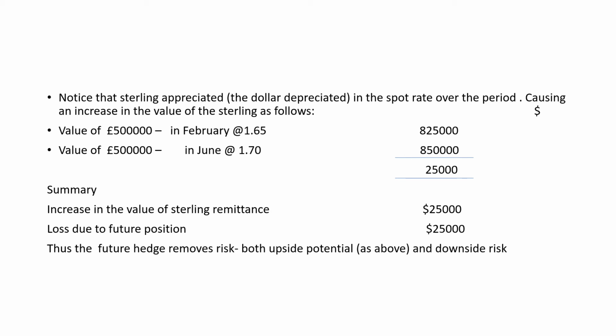There is an increase in the value of sterling remittances of 25,000, and the loss due to the futures position is 25,000. So as you have hedged this transaction with the help of futures contracts, the loss on the futures position is offset by the increase in the value of sterling. Thus the futures contract removes risk, both upside potential and downside risk as well.